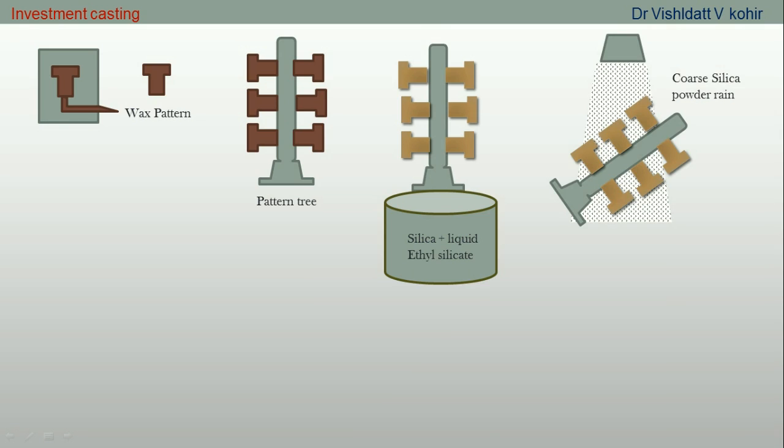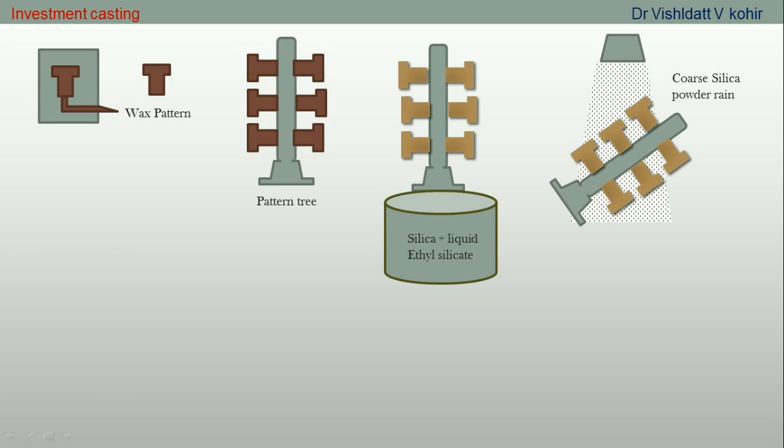In this step, porous ceramic materials are applied on the patterns. The patterns are tilted in the rain of porous silica powder. In this way, these porous ceramic particles form a thick shell around the patterns. This process is repeated till 5 mm to 15 mm of shell is formed around the wax patterns. And these patterns are allowed to dry completely for 16 to 48 hours.